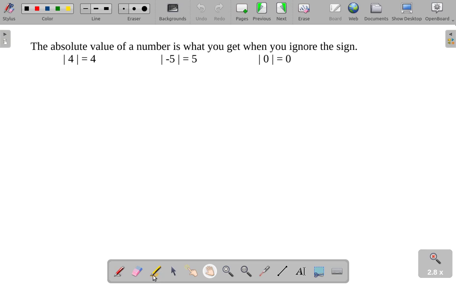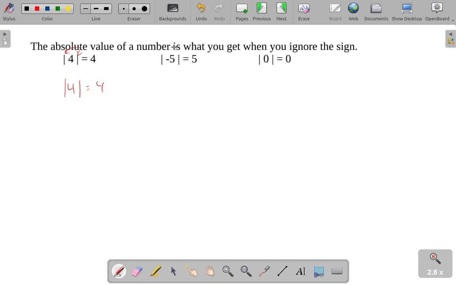I'm going to be using something called an absolute value. And what an absolute value is, well, for positive numbers it doesn't do anything. The absolute value of 4 is just 4. The absolute value is these symbols here. It's the two vertical lines surrounding our number.